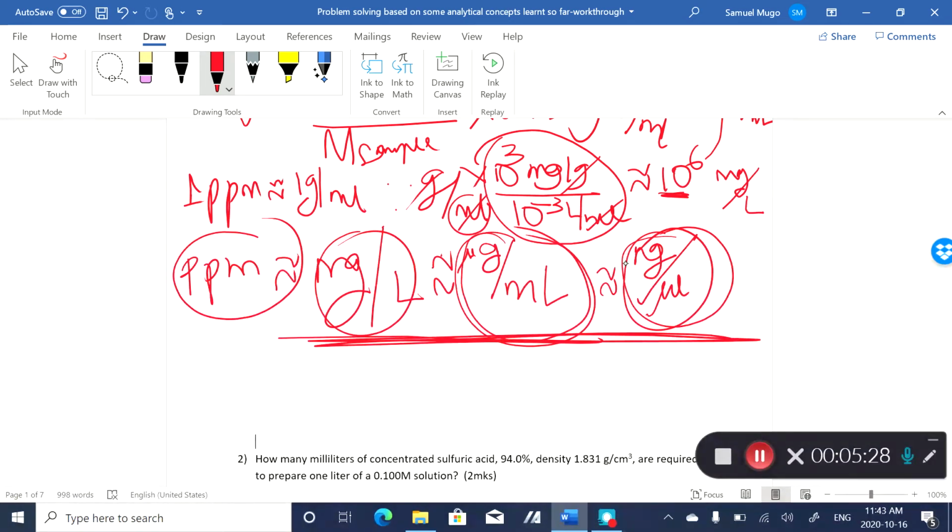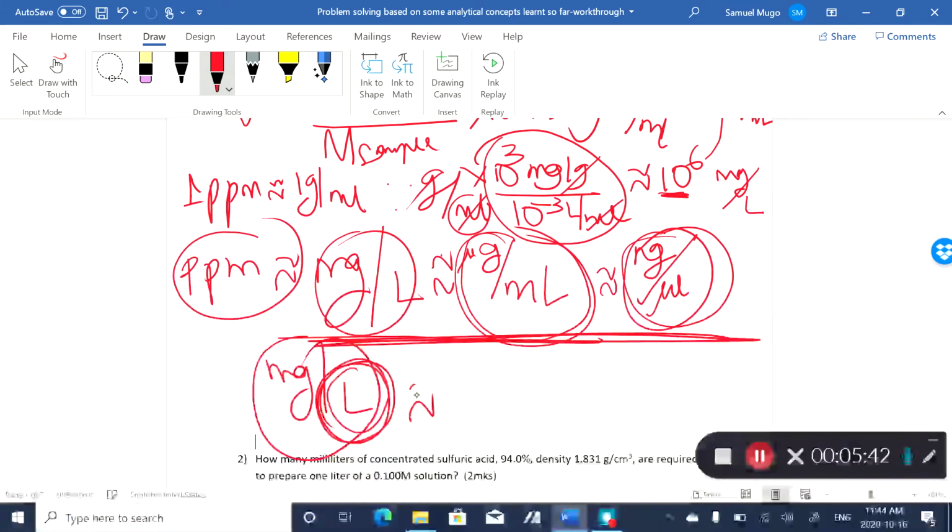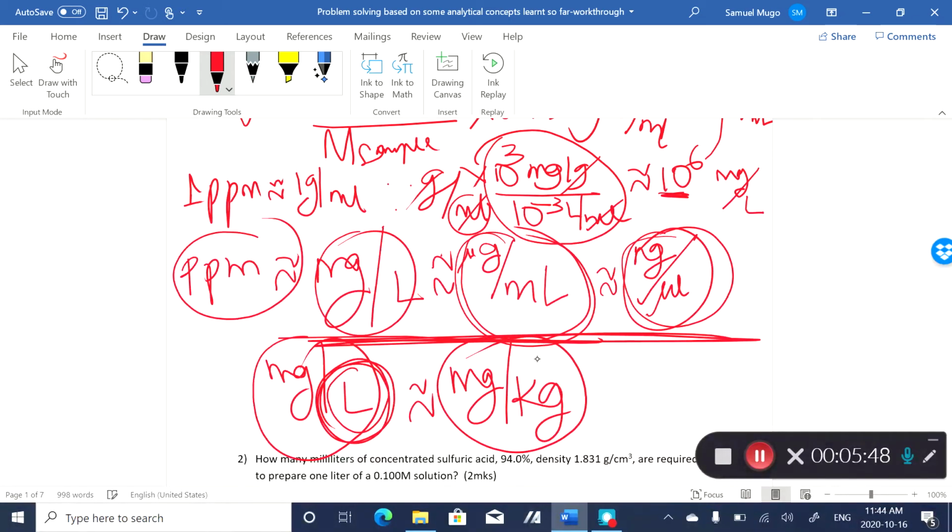Now remember, milligrams per liter. If you decide to convert this into grams, 1 liter of an aqueous solution is equal to 1 kilogram. And so essentially milligrams per liter can also be called milligram per kilogram. So all these are examples of equivalents, really, of ppm.